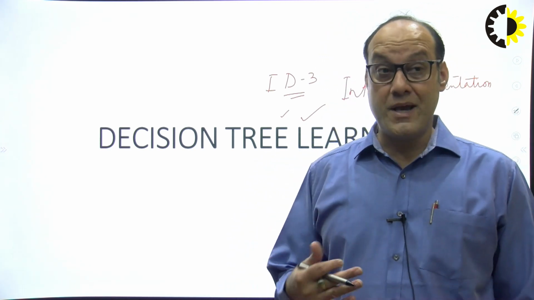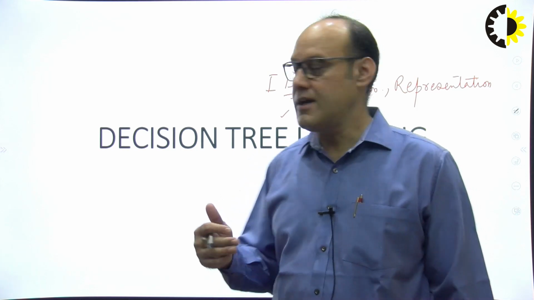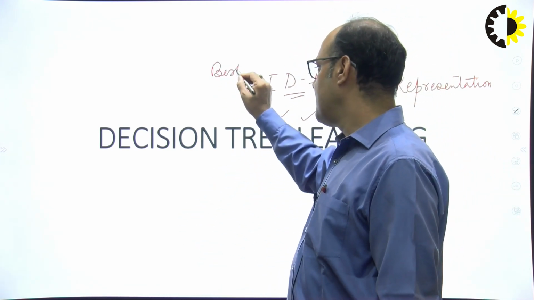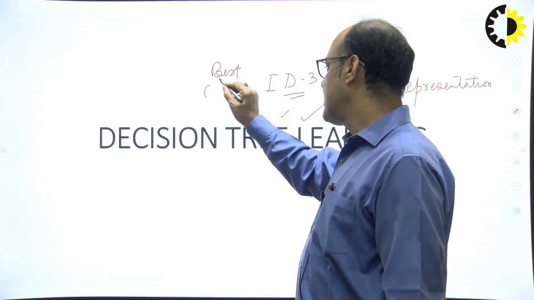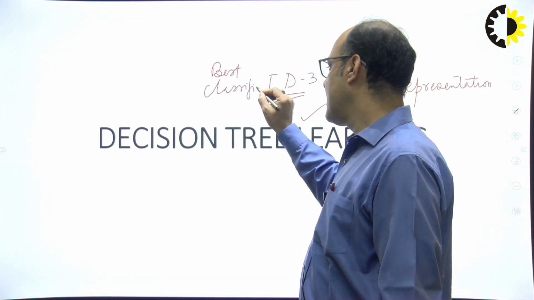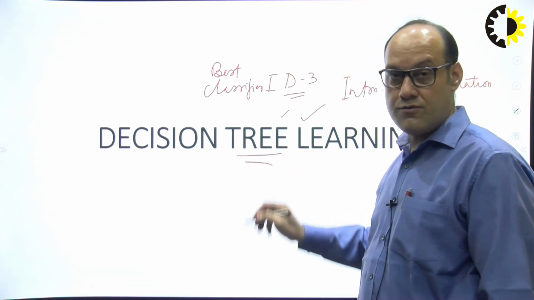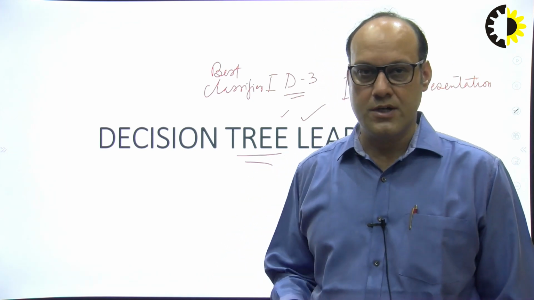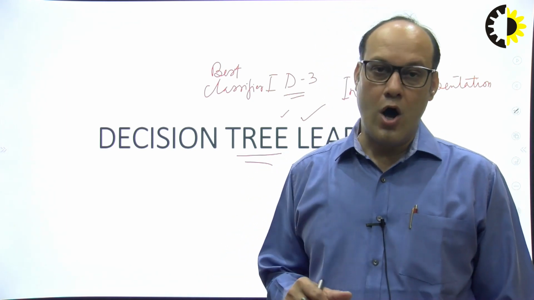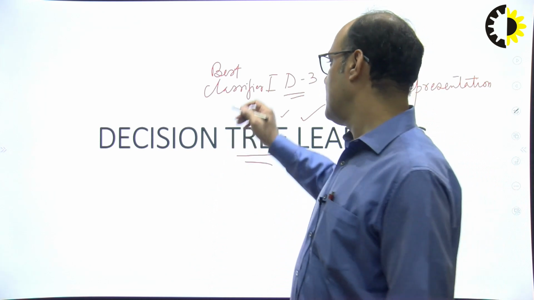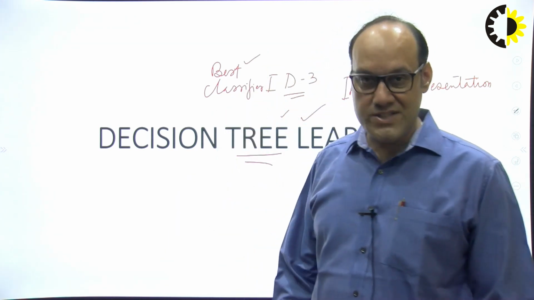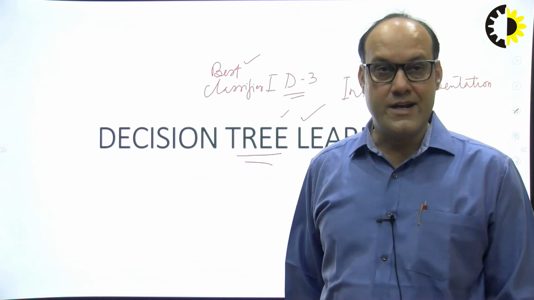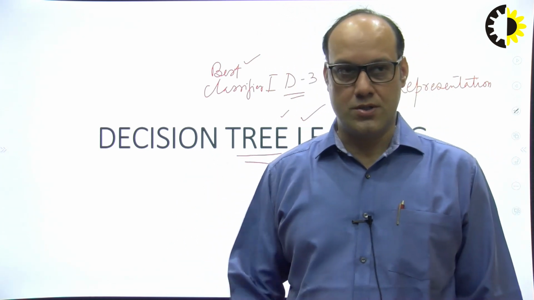Which attribute is the best classifier in decision tree? That I will show you, because as the name suggests we are going to make a tree. That tree will consist of a number of nodes, leaf nodes and internal nodes, and we will make the tree. So how will we proceed? We will see which is the best classifier with the help of an example. Then at last I will discuss some issues of a decision tree.